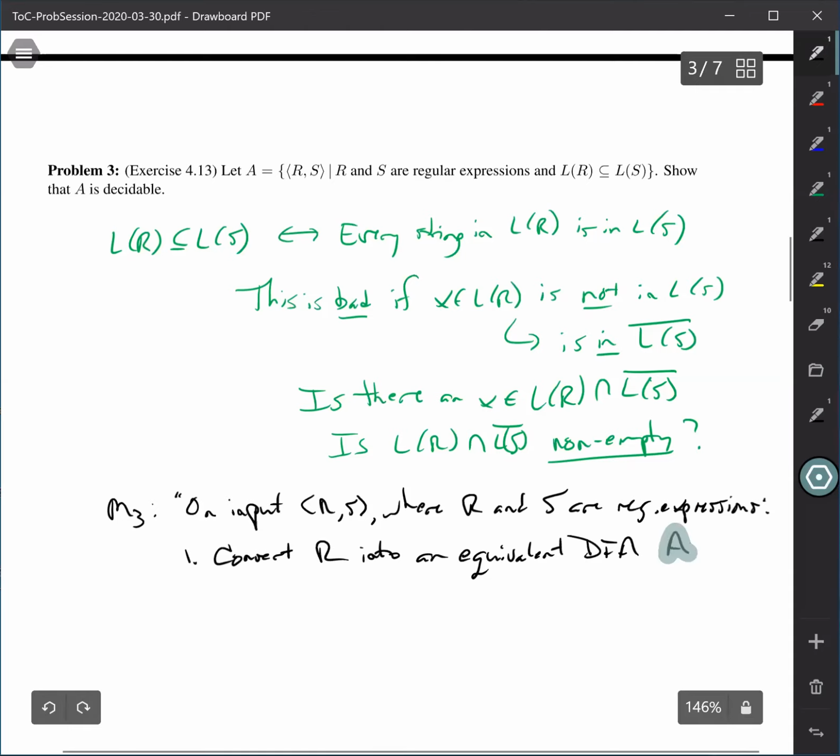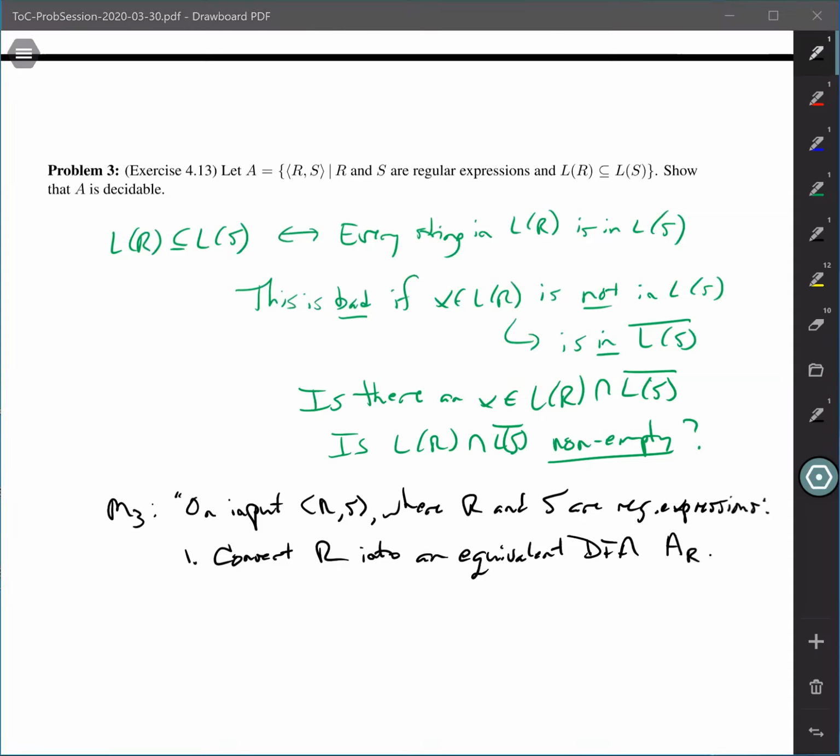So we're going to convert R into an equivalent DFA. We're going to call that A sub R. It's the DFA that is equivalent to R. It recognizes the same language as R.